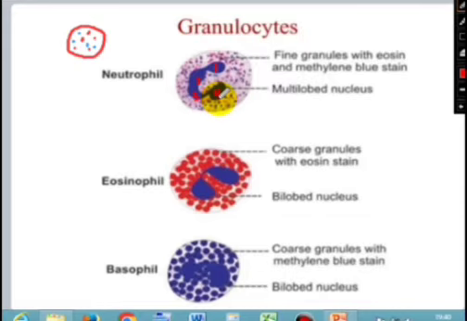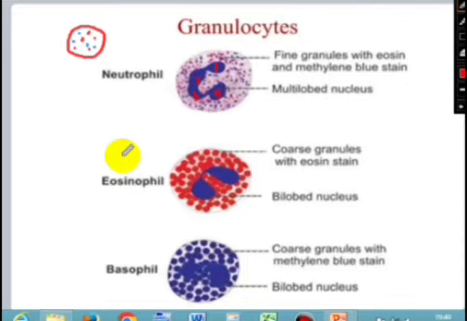Alright, that is for neutrophils. The second one is the eosinophils. I have said neutrophils have fine granules in the cytoplasm, which stain with what? Red and blue dye. And they have multi-lobed nucleus. Later on, we'll come to their functions, and then we'll look at the pathologies.